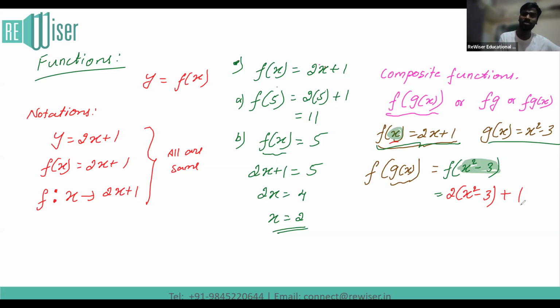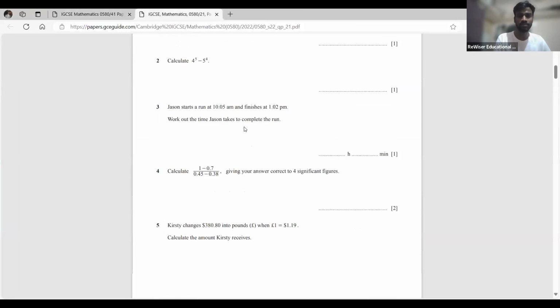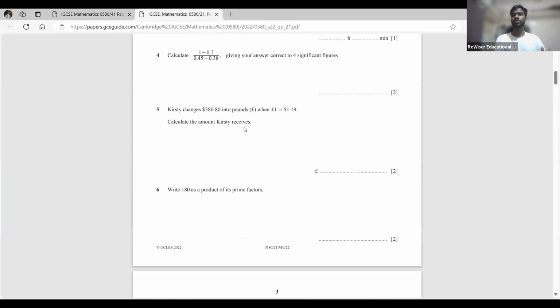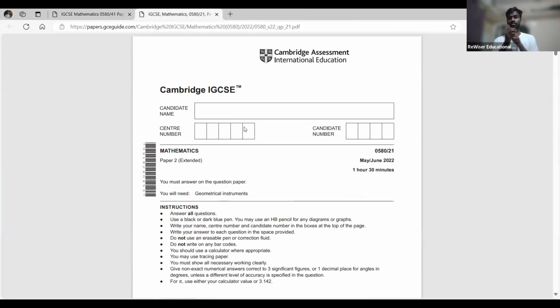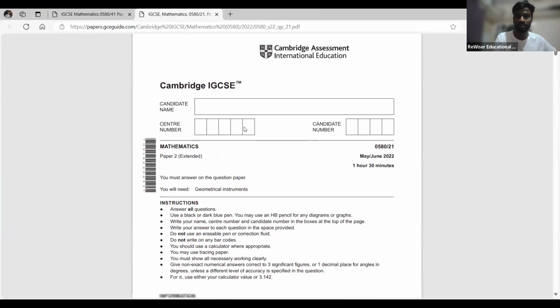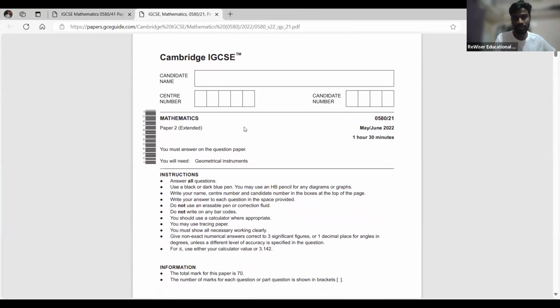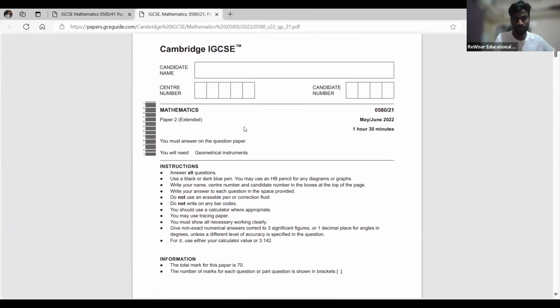So now we're going to look into some of the questions, first of all in paper 2, then in paper 4, based on this algebra. Paper 2, first of all. This is May/June 2022, paper 2 version 1. And you can also use the calculator here.